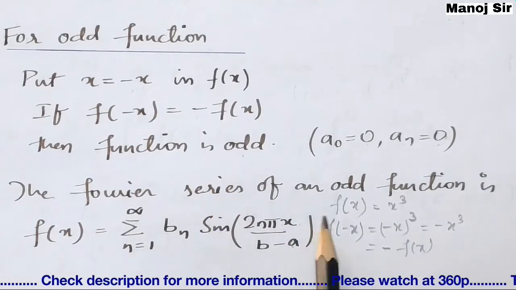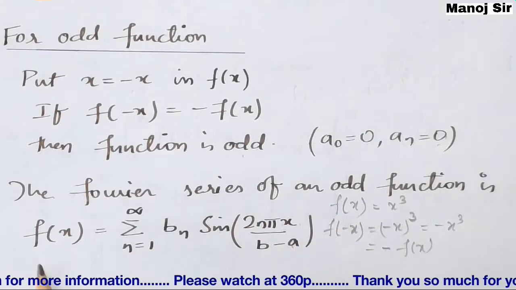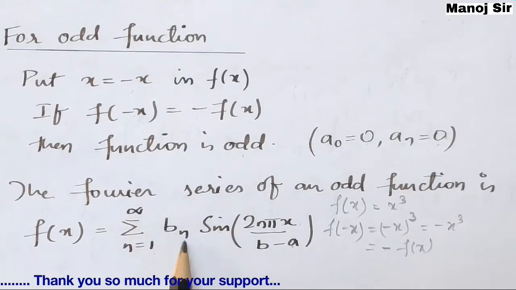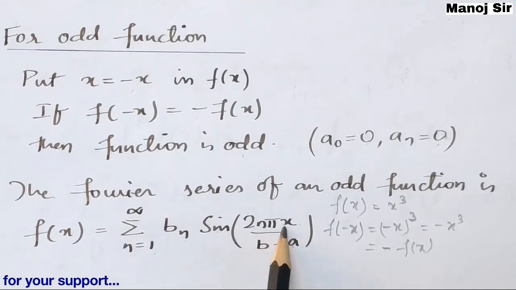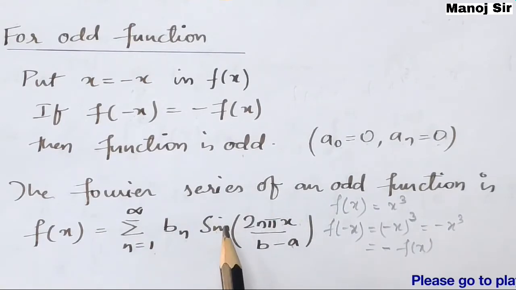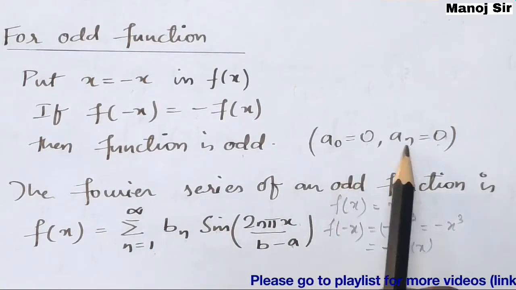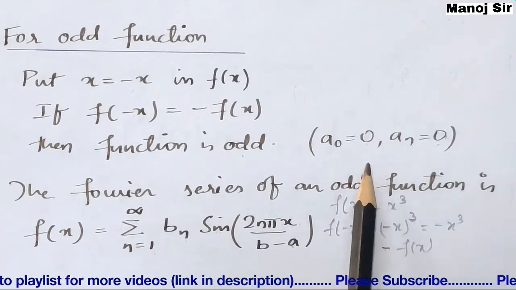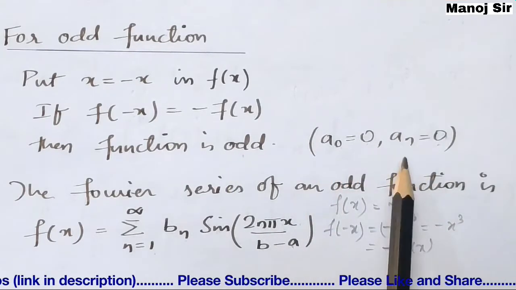So in this case the Fourier series is given by f of x equals summation n equals 1 to infinity bn sine 2n pi x upon b minus a. Then we will find the value of bn with the help of Euler's formula, and a naught and an will become 0. In the case of an odd function this will become 0.